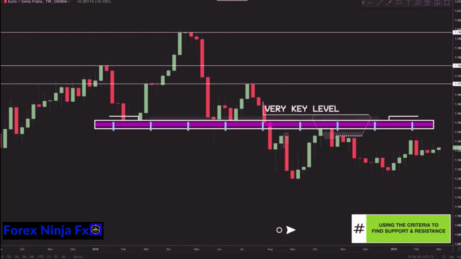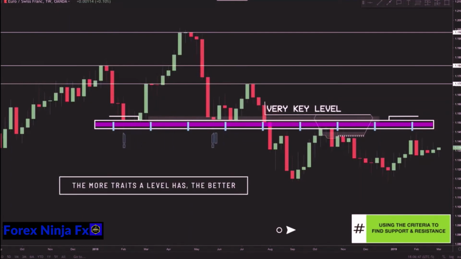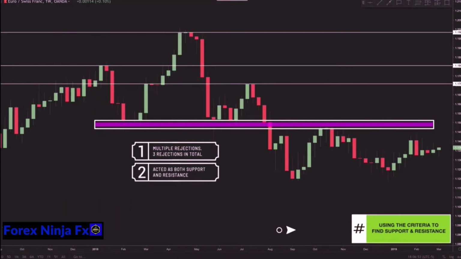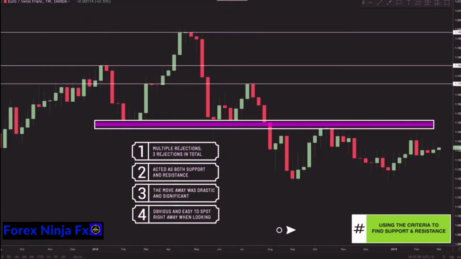This is a very key level because it encompasses a lot of the criteria we like to see. Remember, the more traits a level has, the better. So 1, there were multiple rejections of this level. 2, the level acted as both support and resistance. 3, the move away was drastic. And 4, the level is obvious.